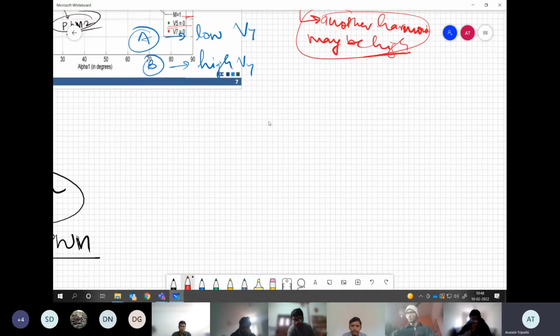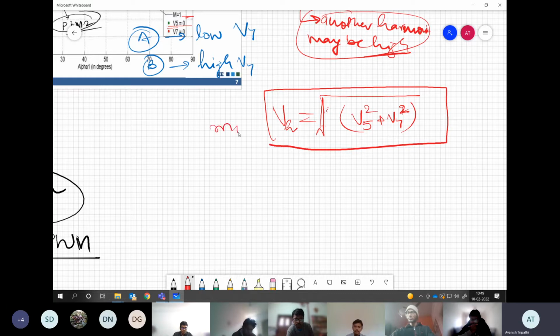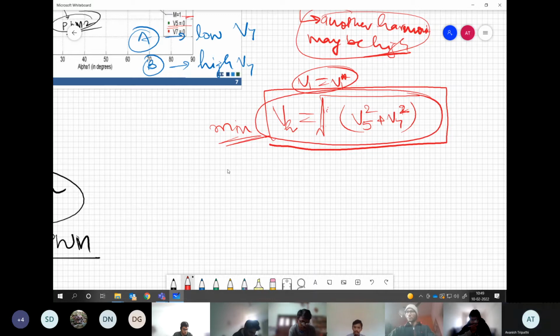It's becoming very bulky. So say I take a factor VH, which is basically the RMS value of this fifth and seventh harmonic both. Something like this. Now this factor I can try to minimize. I am not eliminating anything. So I will maintain my fundamental at some value and I will try to minimize this factor.